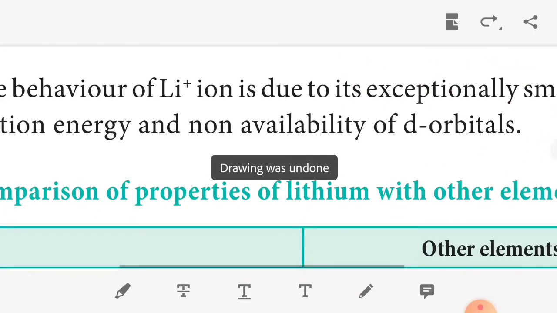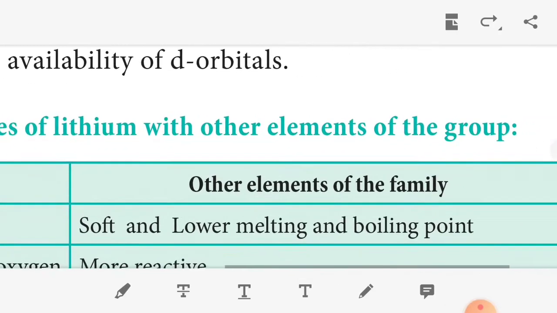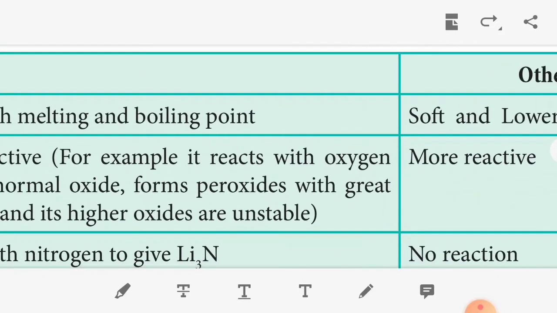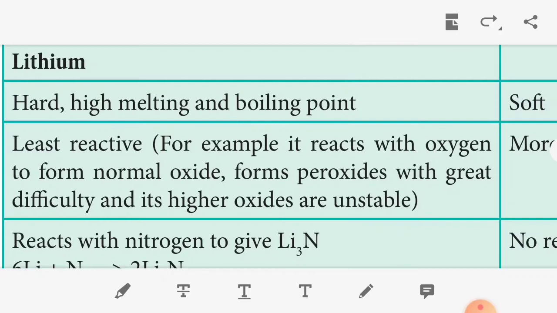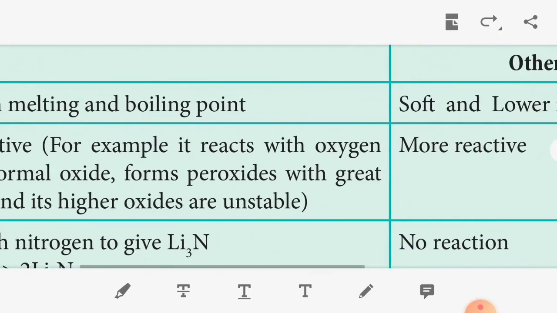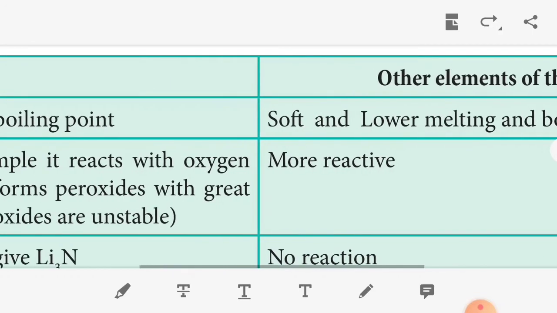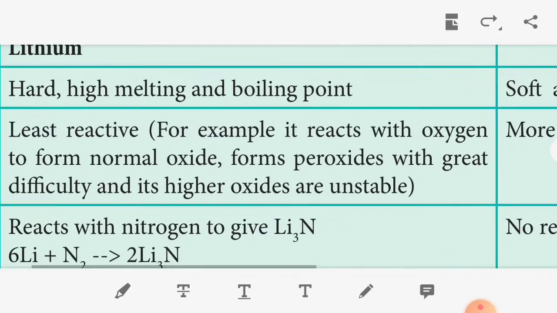Then comes the comparison of properties of lithium with the other elements of the group. Lithium is hard and has a high melting point and boiling point. The other elements are soft and have lower melting and boiling points. Lithium has a very high melting and boiling point.